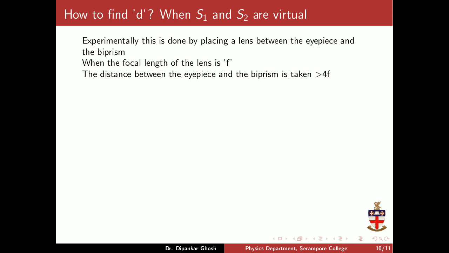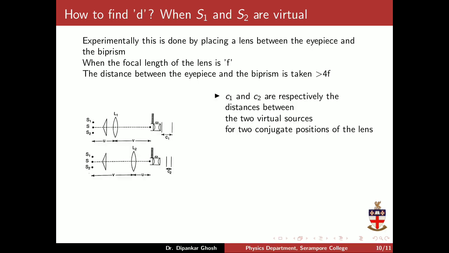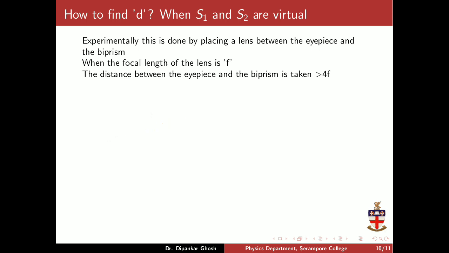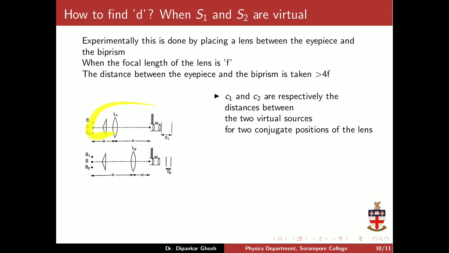The distance between the eyepiece and the biprism is taken to be greater than 4 times f, and you know what happens then from your knowledge of plus one and plus two physics. Now this is the diagram. As you see, this is the biprism, and here is the lens, and the distance between the biprism and the eyepiece is greater than 4 times f, where small f is the focal length of the lens.